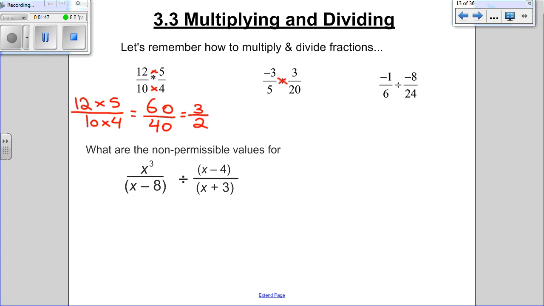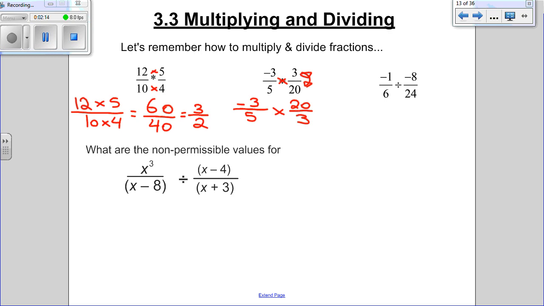Because when you do X's and O's, the X means kiss, the O means hug. So that's why we call it a kiss. You change the middle thing to a kiss, and then you flip the fraction to the right. So your new question is now negative 3 over 5 times 20 over 3. It's called a kiss and flip. You turn a division question into a multiplication question.